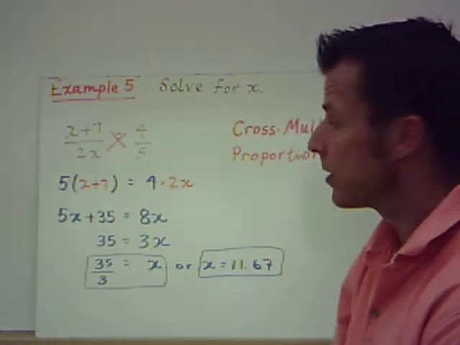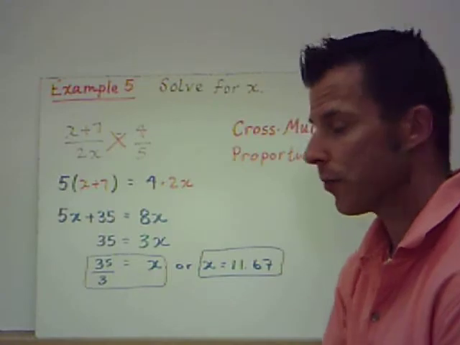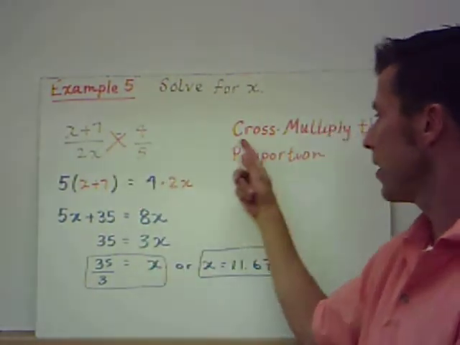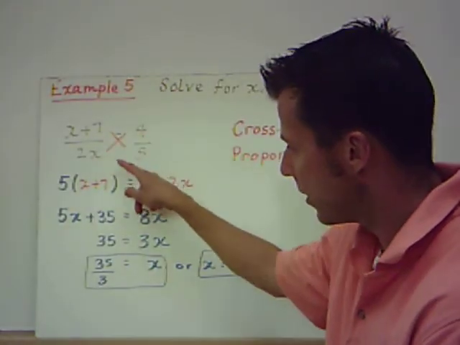Our final example, example 5, again solving for x. Now this is a little bit different. This is a proportion. We have a fraction and a fraction. One fraction is equal to another, so cross multiply the proportion. So that's what I do. You see that in red here.